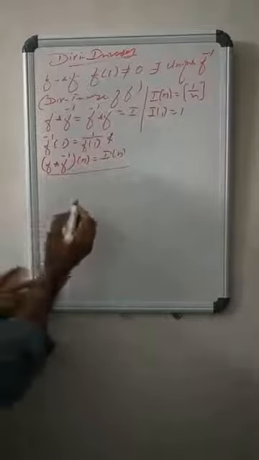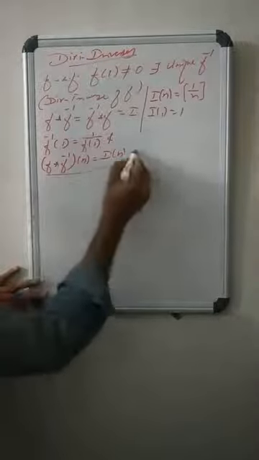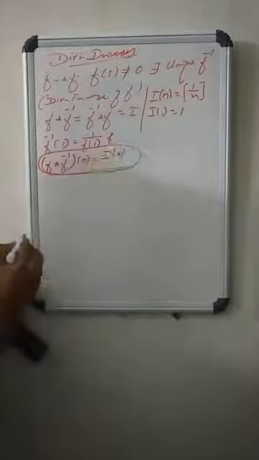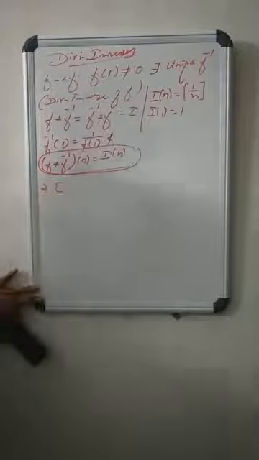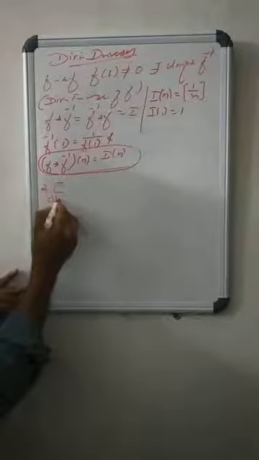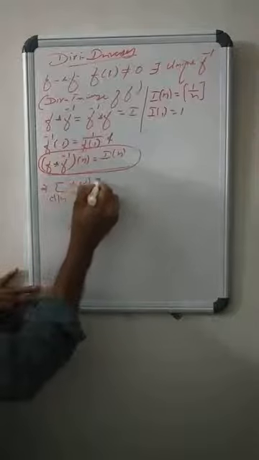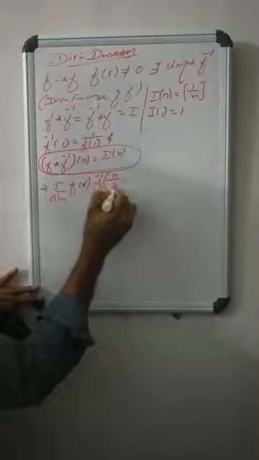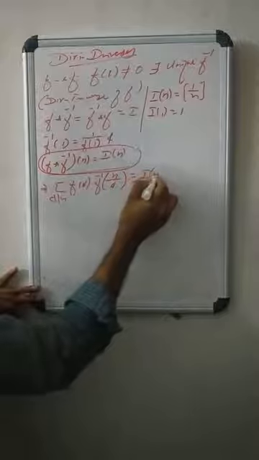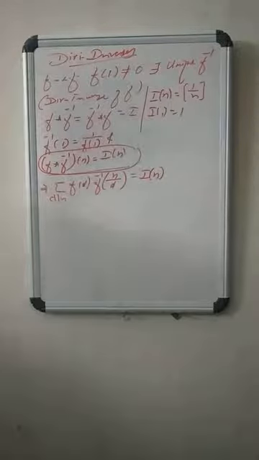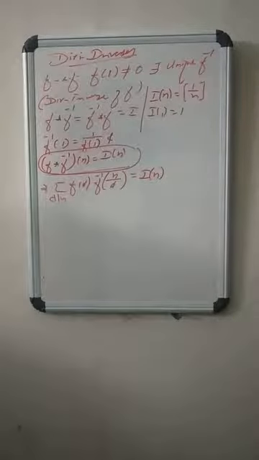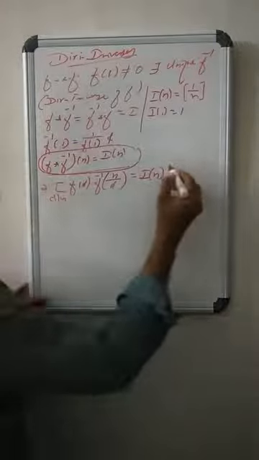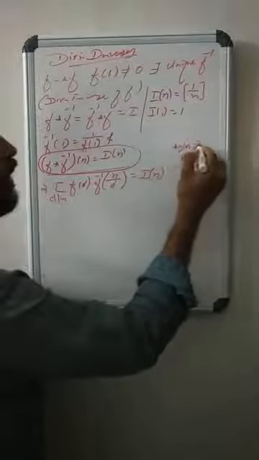Therefore, we have to solve f star f inverse of n equals I of n. How to solve? What is f star f inverse of n by reciprocal product? That gives sigma over d divides n, f of d into f inverse of n by d equals I of n. We have to solve this equation, but this is done for all n greater than 1.